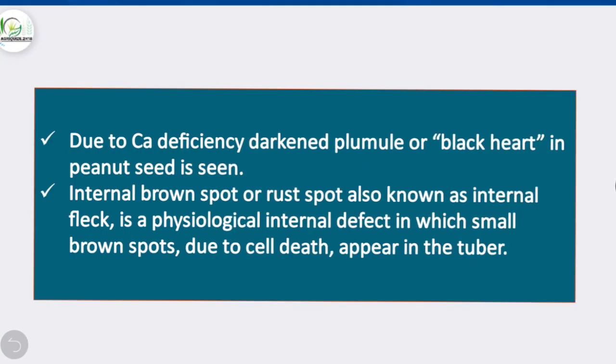Due to calcium deficiency, darkened plumule or black heart in peanut seed is seen. Internal brown spot or rust spot, also known as internal flake, is a physiological internal defect in which small brown spots due to cell death appear in the tuber.